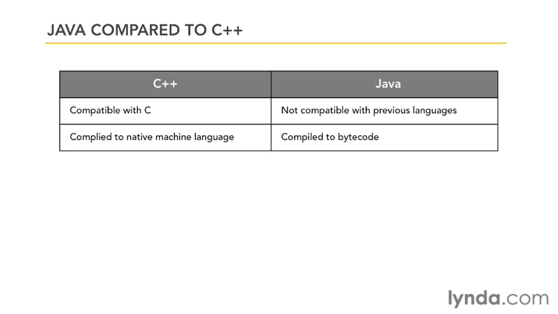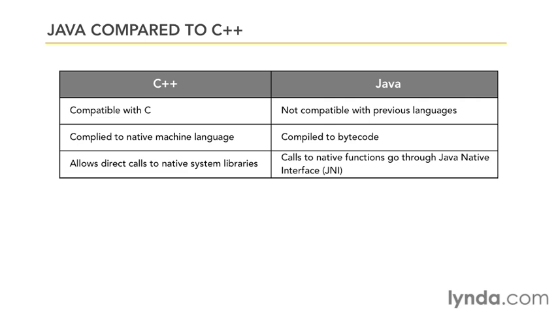I've mentioned earlier that C++ is compiled to native machine language, and while that makes it very fast and gives it access to low-level functions, it means that your application has to be recompiled for each operating system and processor that you want to target. Java is compiled to bytecode.